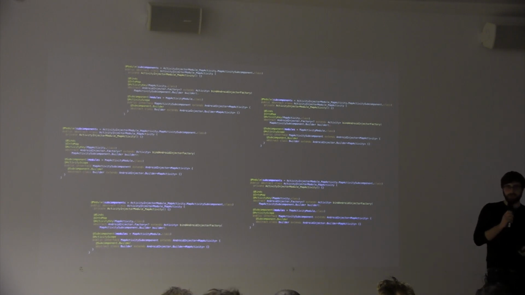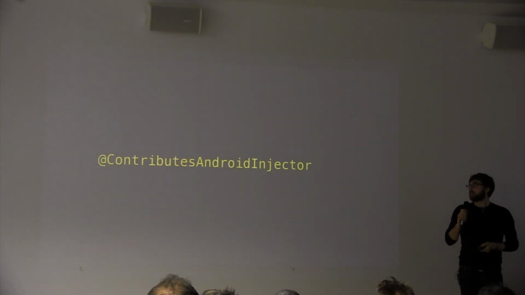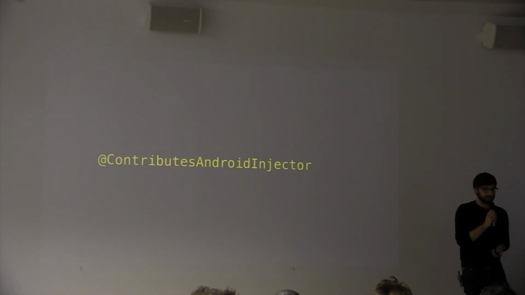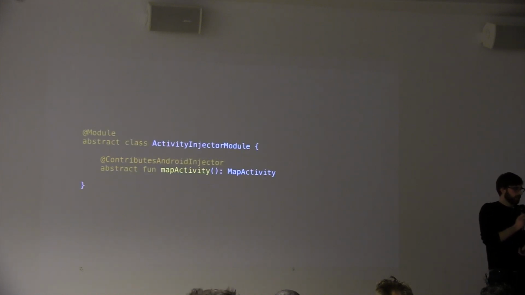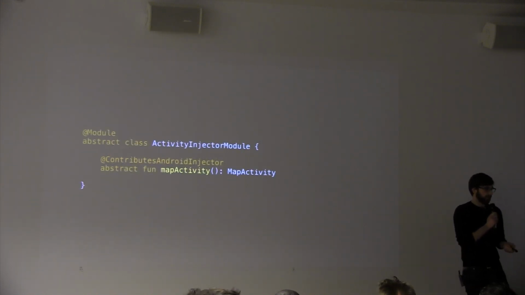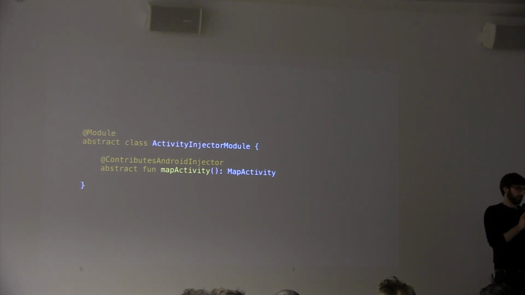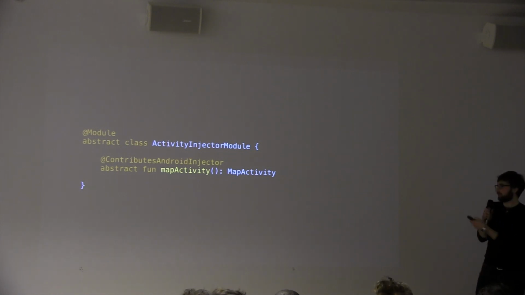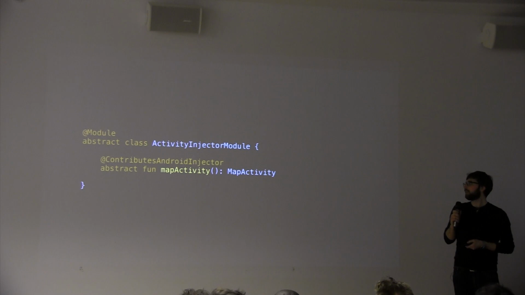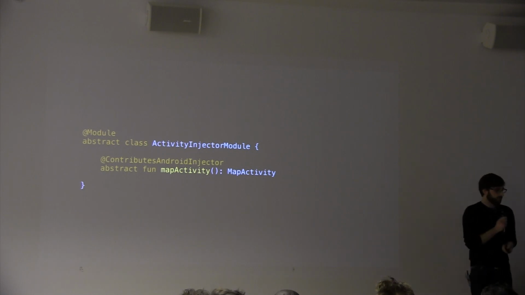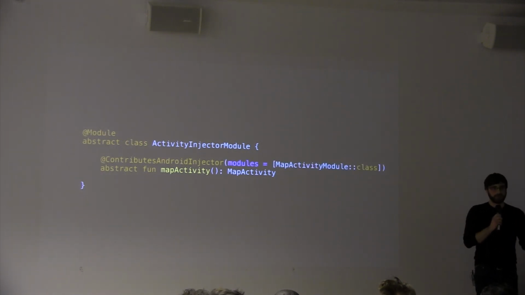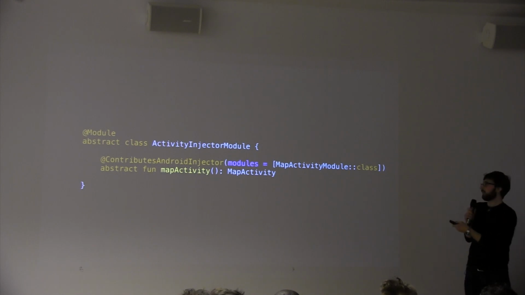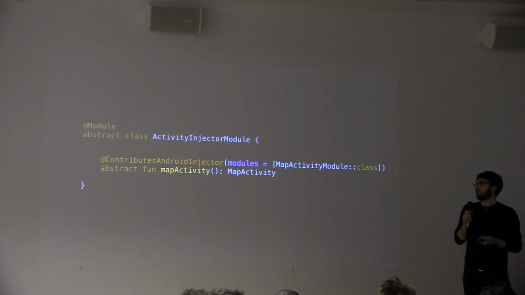Actually, it wasn't in the original Dagger Android release, but soon after they added a new annotation, ContributesAndroidInjector, which you use just like this. You have a Dagger module, and you add an abstract method and annotate it with that, and it returns the Android type that you want to make a subcomponent for. And that's going to tell Dagger to go away and generate a subcomponent. And that subcomponent can have modules, and it can have a scope.